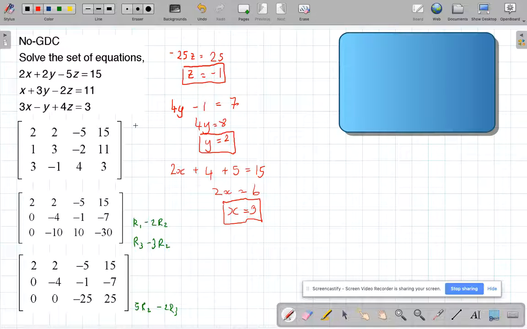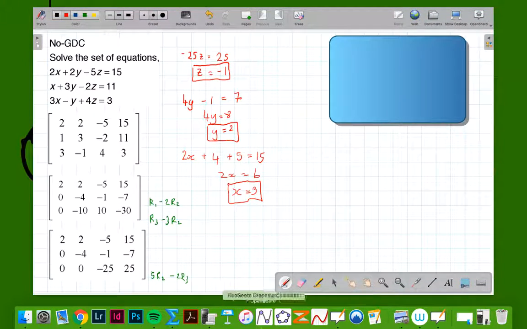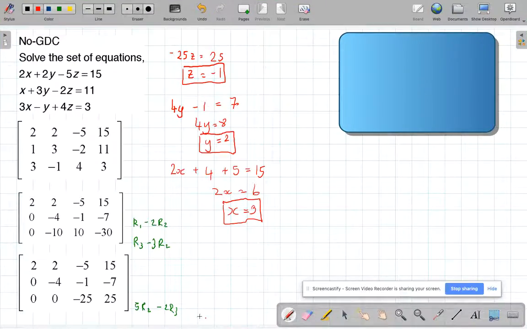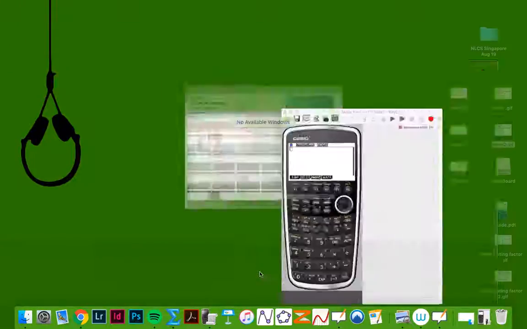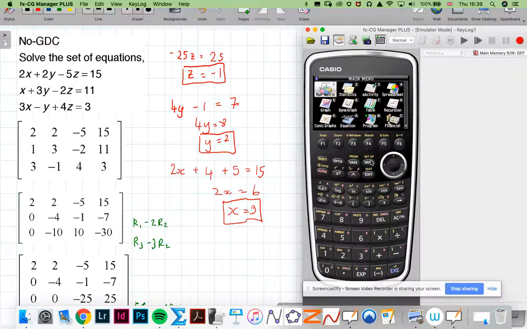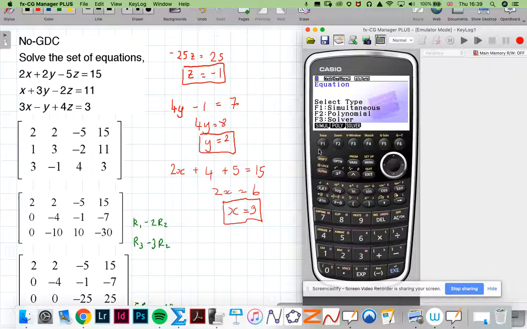Now, although it's non-calculator, I'm just going to show you how you can check it. So I'm going to get my calculator eventually. I'm going to go into menu, and I'm going to go to here, this equation solver here. I'm going to choose simultaneous, and it's a 3 by 3, and it brings up a matrix exactly as we have here. So let's get those in.